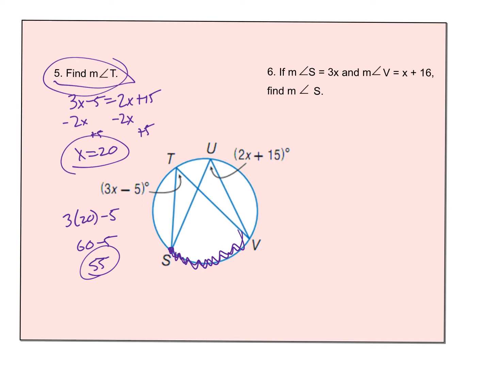For number 6, number 6 flips this around. Number 6 says S is 3x. V is x plus 16. Figure out how big S is. So now if you look, that intercepts the arc TU. So those two are going to be equal to each other.